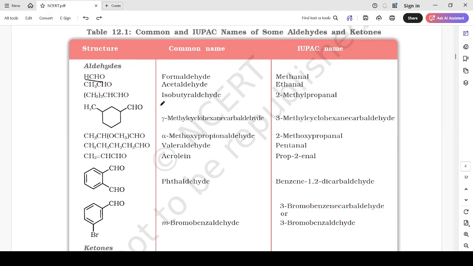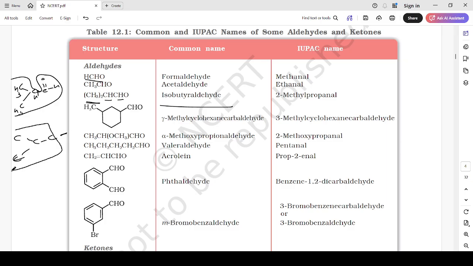Next one. Isobutyraldehyde. Look at this here. CH3 twice, CH, CHO. So I have CHO attached to this CH, and to this CH two CH3 groups are attached. You can see it is looking like an isobutyl group, correct? This one is called the isopropyl group. This is called the isobutyl group.